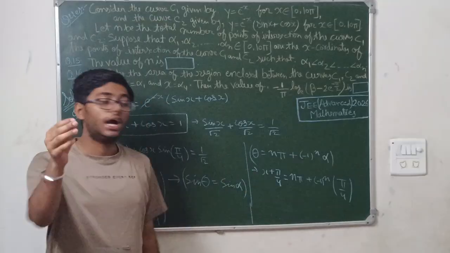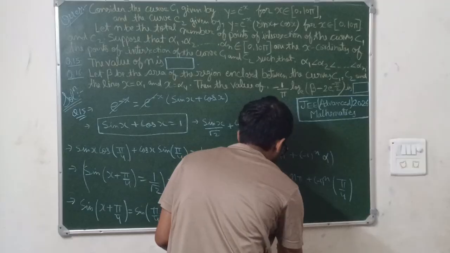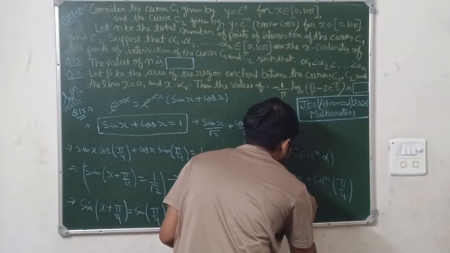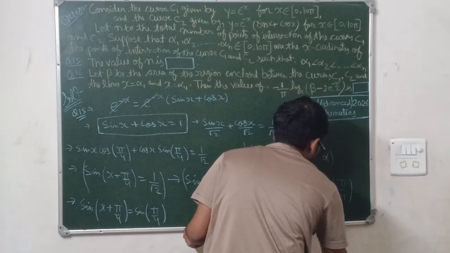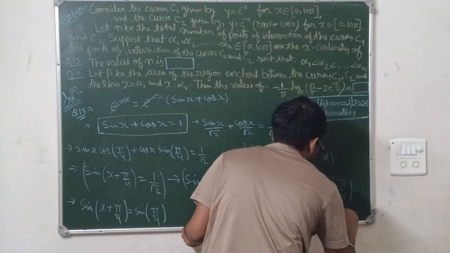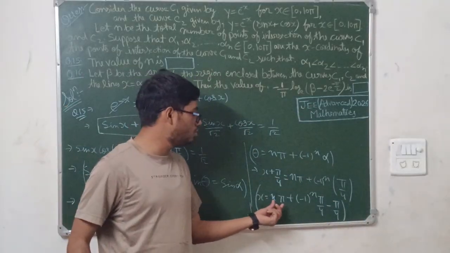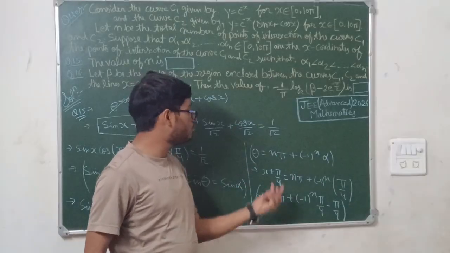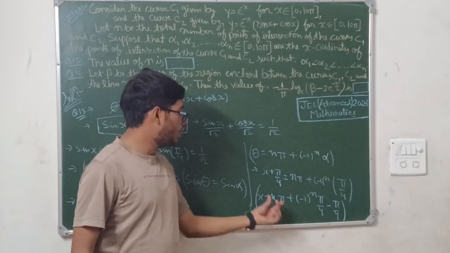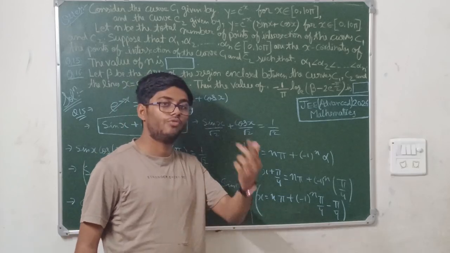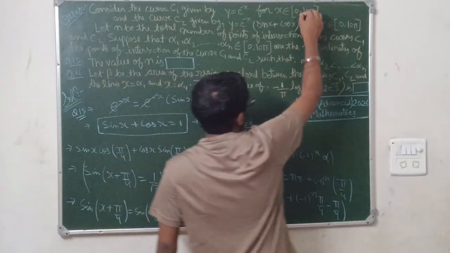Take pi by 4 to the RHS, so your x becomes n pi plus minus 1 to the power n pi by 4 minus pi by 4. Now you can substitute different values of n, and you have to remember that your solution should come in the interval 0 to 10 pi. So n takes different values 0, 1, 2, 3, 4 till that interval where 10 pi occurs.